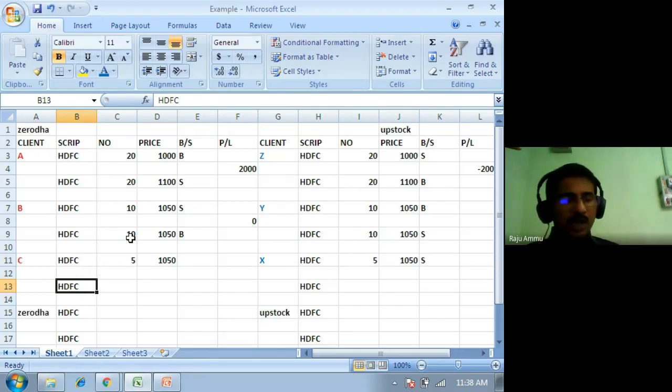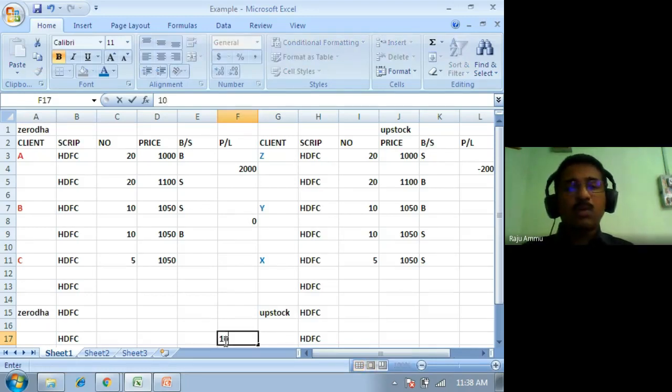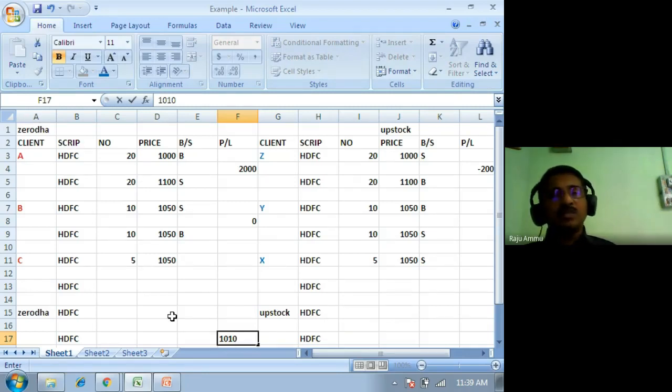Let us also quickly write down the transaction for HDFC. Let us imagine that the market is closing at the closing price. I'll write down here, friends, closing price. 1010 is the closing price, friends. Let us imagine that client C as well as client X have kept their positions open.